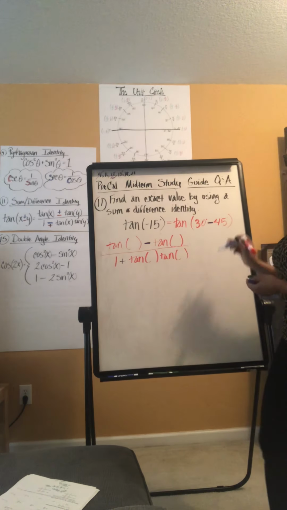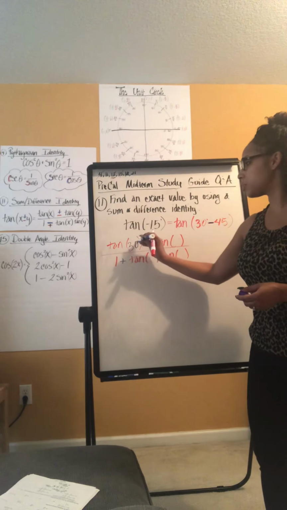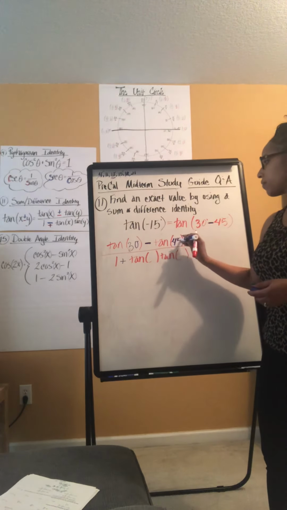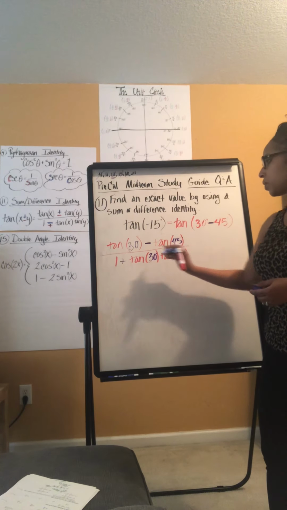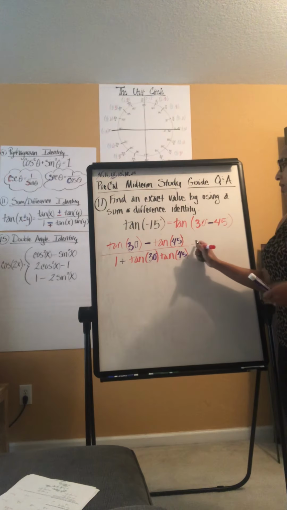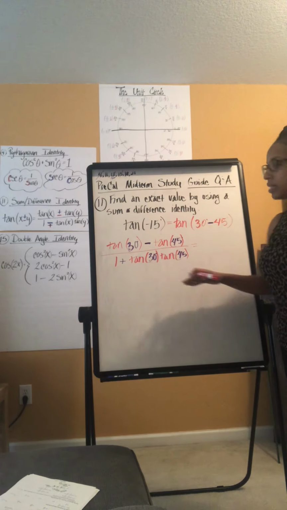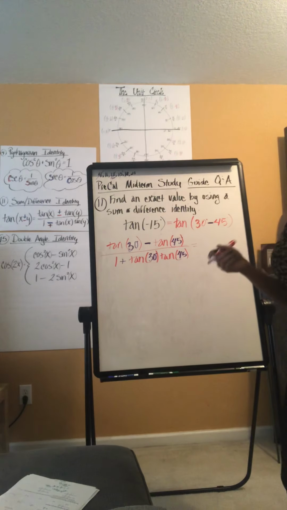All right, now fill in the numbers with whatever I was using, which were 30 and 45. The order does not change. 30, 45, 30, 45. All right, so now that is what the formula is. I filled it in. I need to look up on the unit circle and figure out how to simplify this.